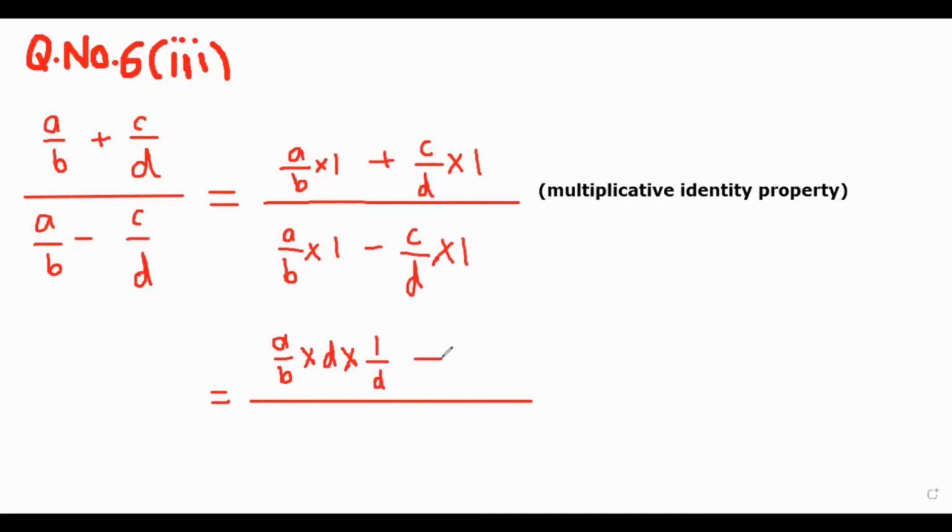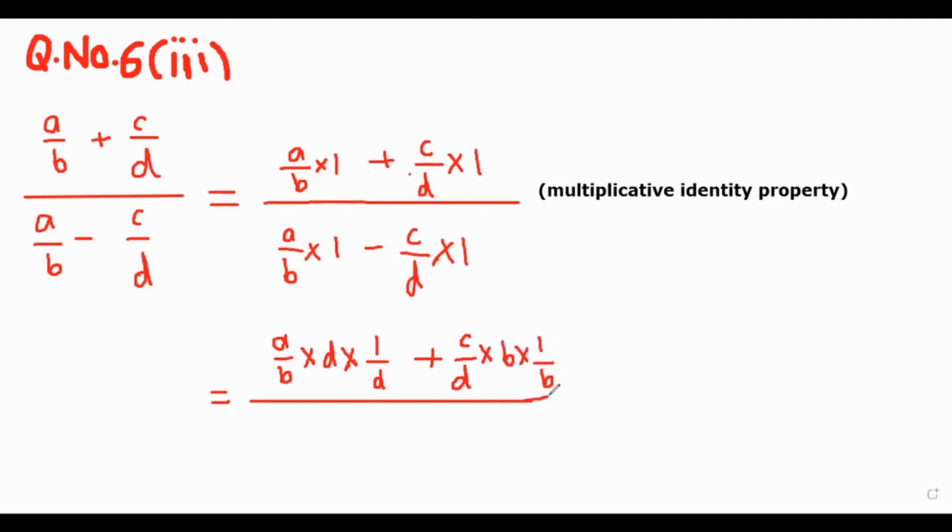While in the next fraction, where cross 1 is written, you have to write the denominator of the previous fraction. This is b. So you will be writing b cross 1 by b, because it will be related to the multiplicative inverse property. So you can write it as c by d multiplied by b cross 1 by b.